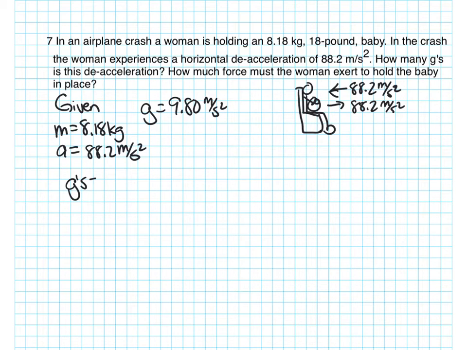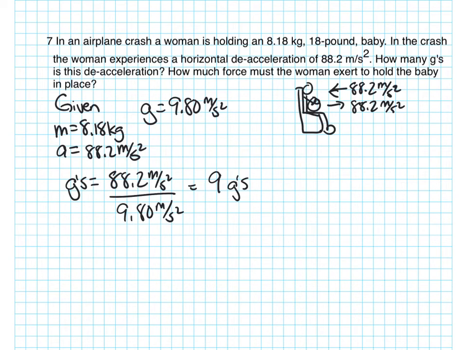and then that is going to be divided by, whoops, I was really off here. The G's are going to be the acceleration, which is 88.2 meters per second squared, divided by the value for 1 G, 9.80 meters per second squared. All right, when I do the math here, I get 88.2 divided by 9.80. That's actually 9 G's of acceleration. Okay, so that's the first question.